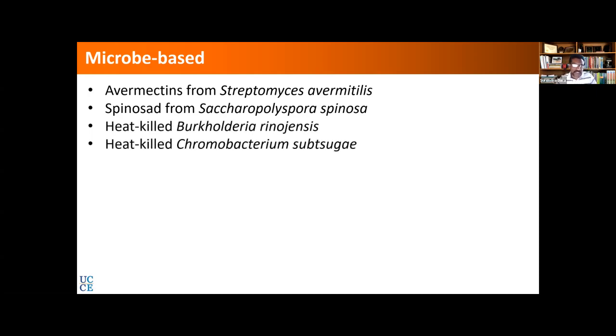Then we also have these two products based on Burkholderia rinojensis and Chromobacterium subtsugae. These are also fermentation products, but at the end of the fermentation, they're killed. These live bacteria are killed by heat, and this product contains various metabolites and basically these dead bacteria. So it is the metabolites that have this insecticidal property.